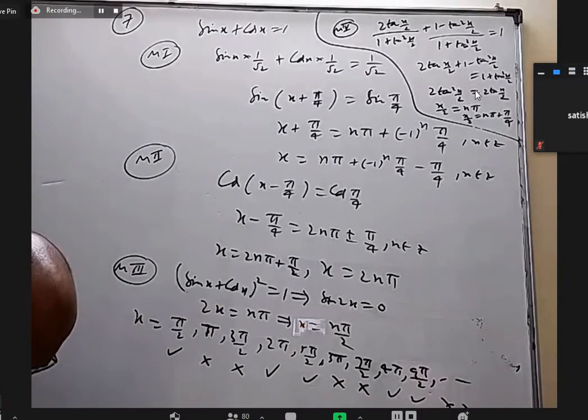Option A is also correct, but that is not the complete general solution. Option B is also right, but that is also part of the answer. Option C includes both A and B.